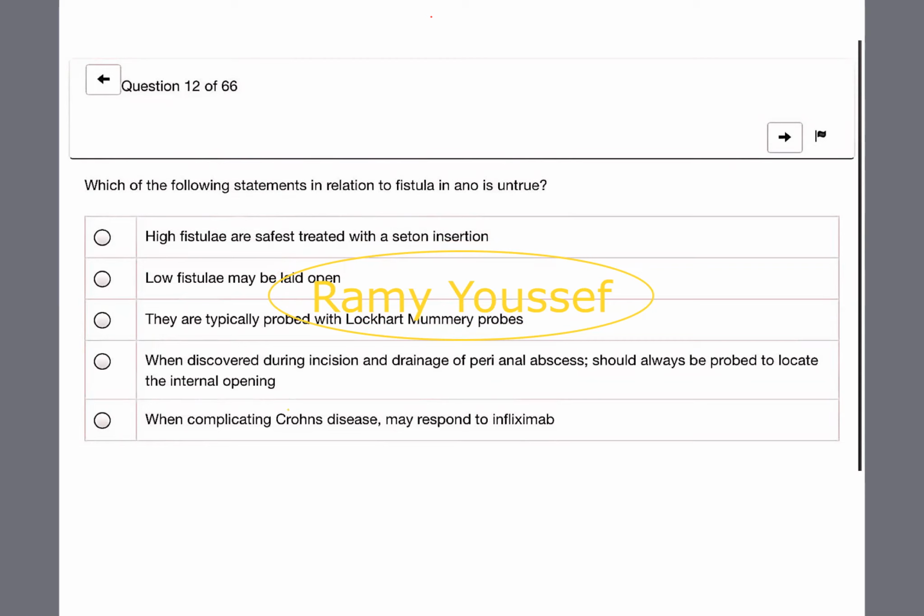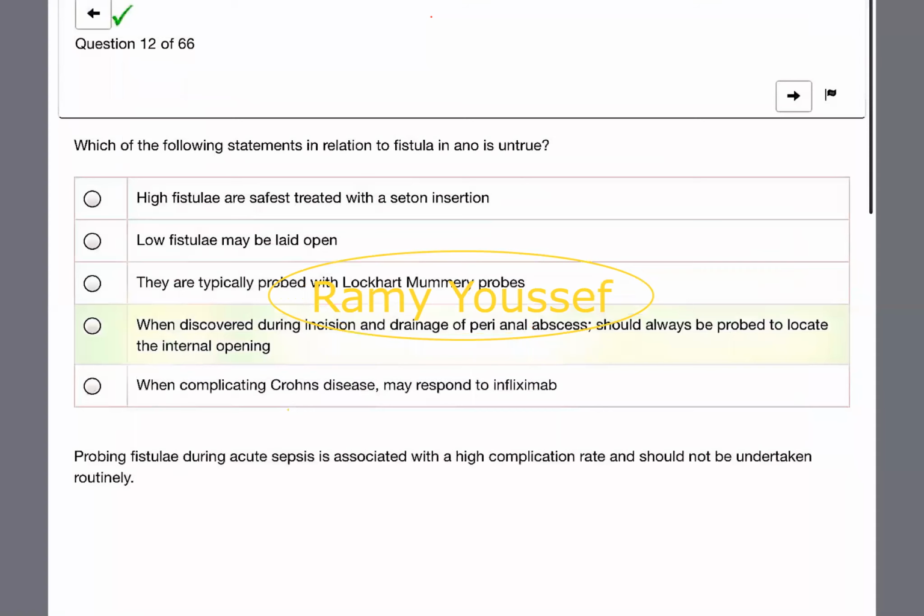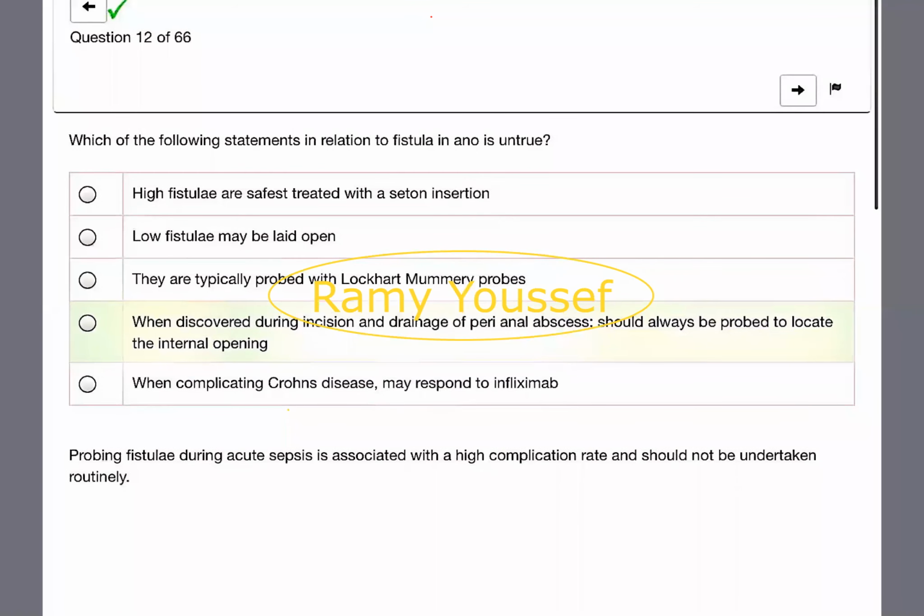So the only wrong answer: when you go for a perianal abscess and you drain it, don't manipulate, don't put a probe, because you are spreading infection throughout the rectum. Never ever try to cannulate or probe an abscess to know if there is an internal opening. The abscess is drained outside. If you try to manipulate with a probe, you will spread infection to the inner rectum and the inner abdomen, and you may make a perforation in the anal canal or in the rectum itself.